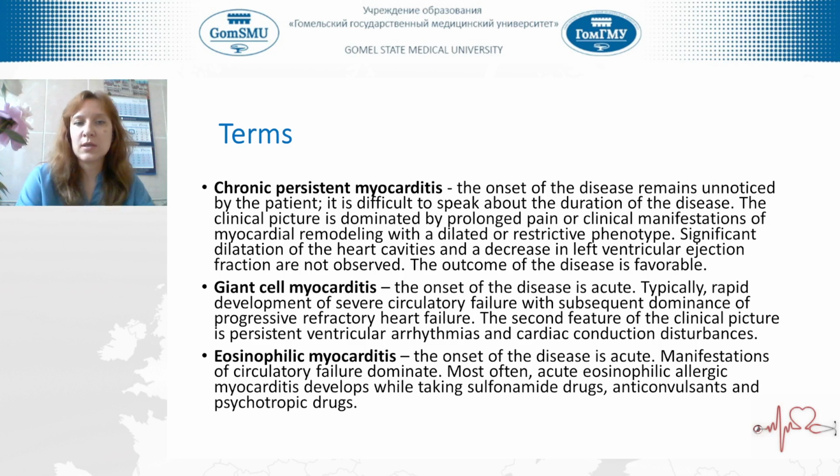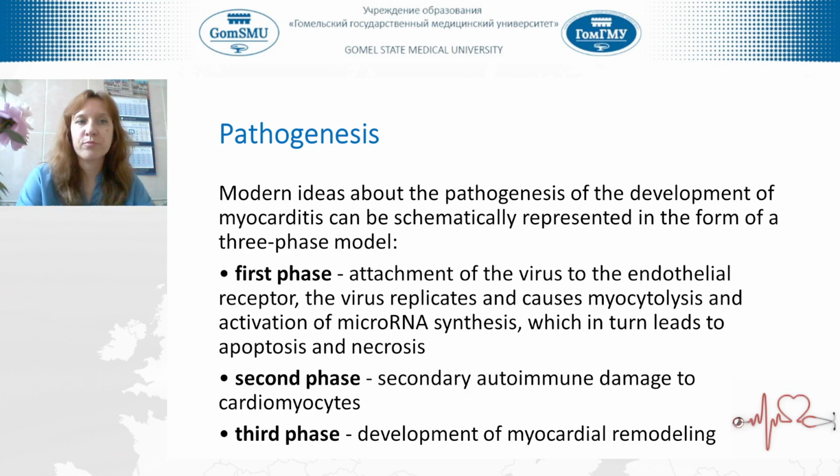Eosinophilic myocarditis. The onset of the disease is acute. Manifestation of circulatory failure is dominant. Most often, acute eosinophilic allergic myocarditis develops while taking sulfonamide group drugs and psychotropic drugs.